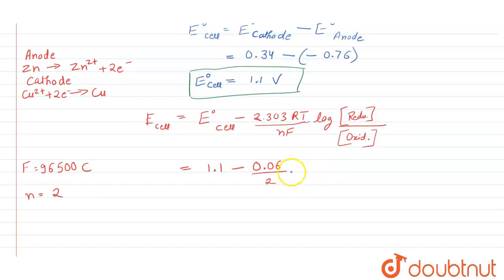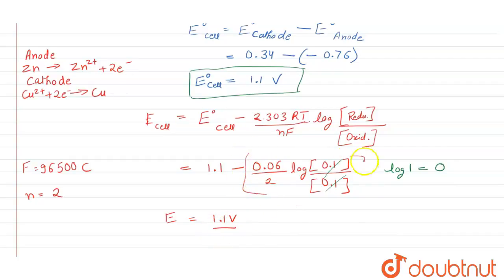So let's put the values here. Log of concentration of reduced state divided by oxidized state, so both are the same here, that is 0.1, so it would get cancelled out. So EMF of the cell comes out to be 1.1 volt. As these two terms got cancelled, the log has to be calculated of 1, and as we know log 1 is equal to 0. That's why we have put 1.1 here, because all this term would become 0.